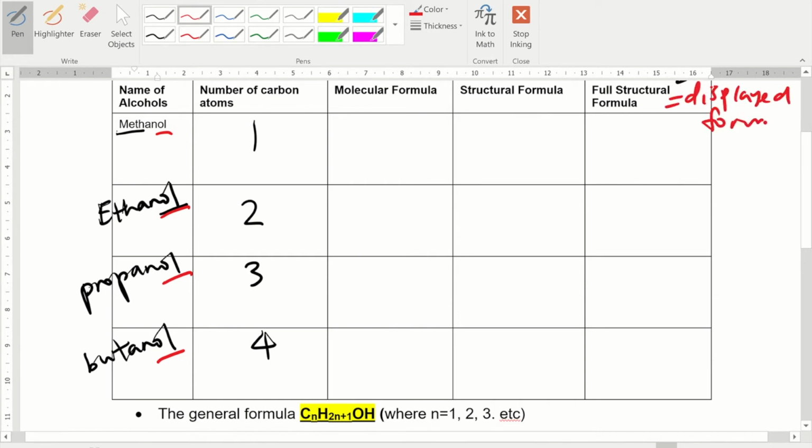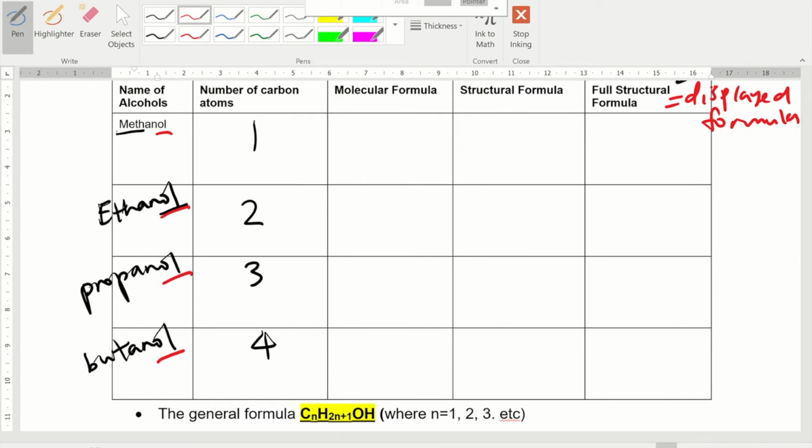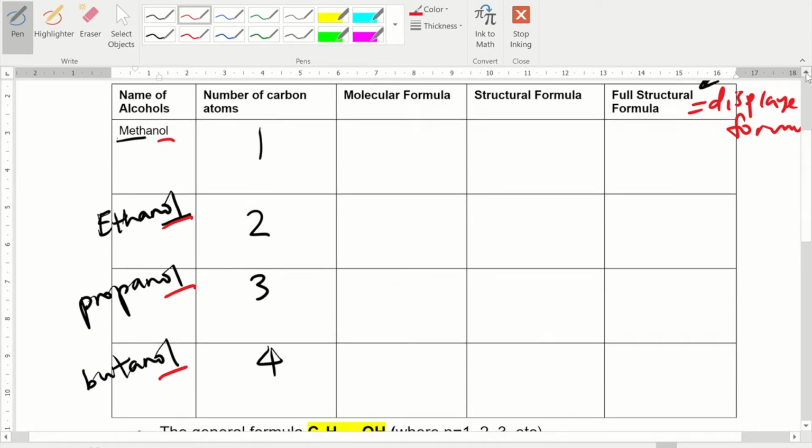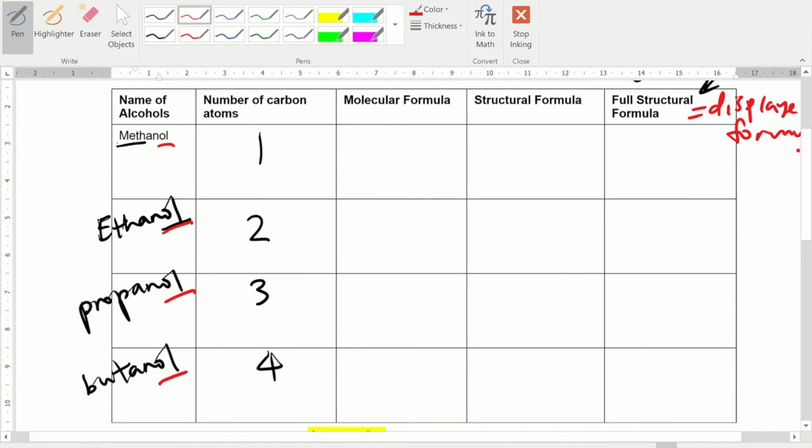Full structural formula is where you show everything. You show all the bonds, how they are formed, how the atoms are bonded. So 1 carbon atom means I have 1 carbon atom here, I have an OH group, and then the rest of the bonds will be to hydrogen. In this case, the molecular formula will be CH3OH. Molecular formula is the formula that tells you how many atoms there are.